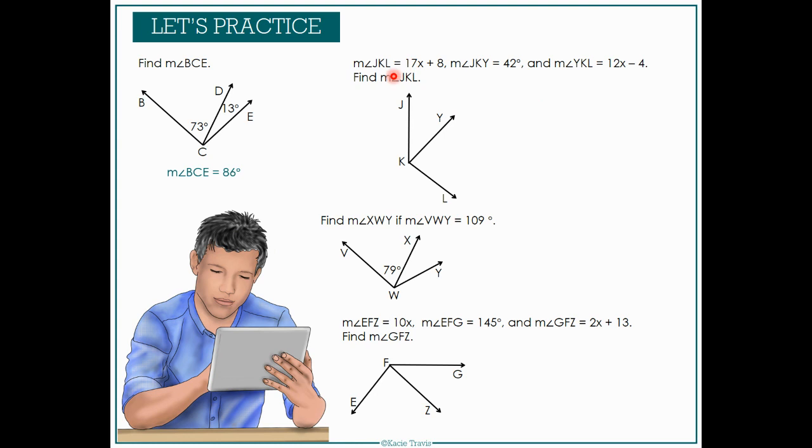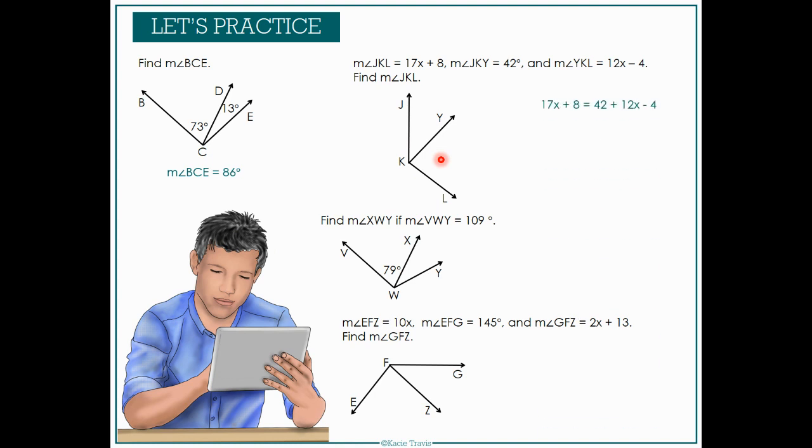So first off, where's JKL? You got to make sure you identify it. JKL is this whole big angle, okay? So the whole thing equals 17x plus 8. The two smaller parts are our 42 over here at JKY and our other one with YKL at 12x minus 4. Now, you're not going to assume anything other than what they tell you. You're not going to say that this looks like a right angle because it looks like one. It's not the point. If they don't indicate it to you in any way, you're not going to assume stuff. So let's take what we got. Let's set it up.